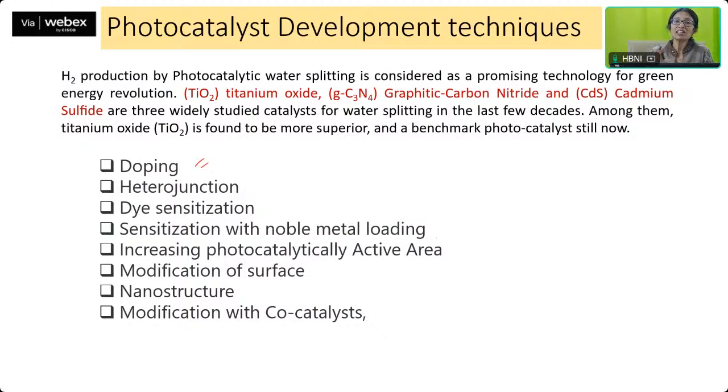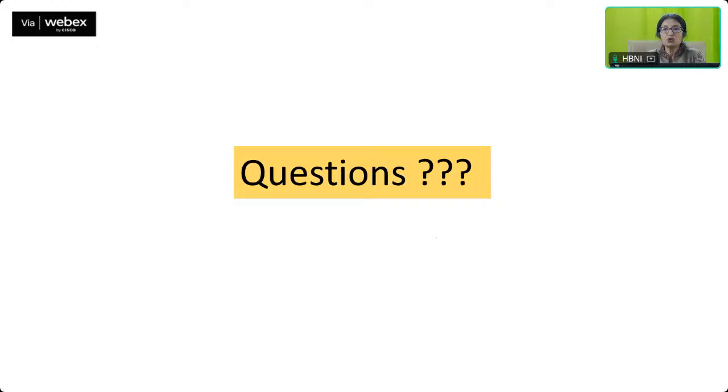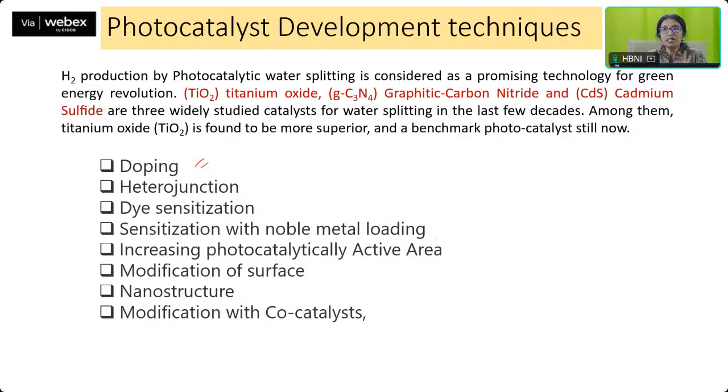You can increase the photocatalytic active area by changing the surface, so that you can have a porous kind of material. Also, you can have something which is hollow. A lot of pores can be generated. So that is how you can increase the surface area of the material. You can modify the surface. You can have nanostructures. Obviously, the surface area increases manifold with nanostructures. Then you can modify with co-catalysts. So these are the different ways in which you can do photocatalyst development.